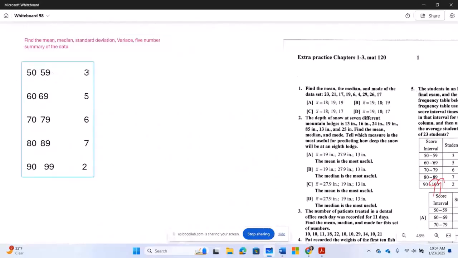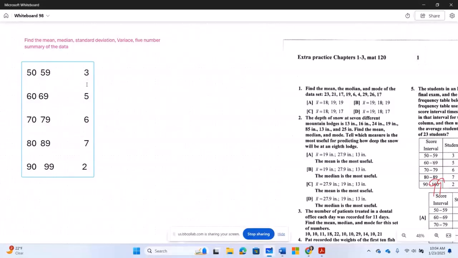To say that there are 3 students in that class who made between 50 and 59. 5 students in that class made between 60 and 69. 6 students made between 70 and 79. 7 students made a B, and actually only two students made an A between 90 and 99.